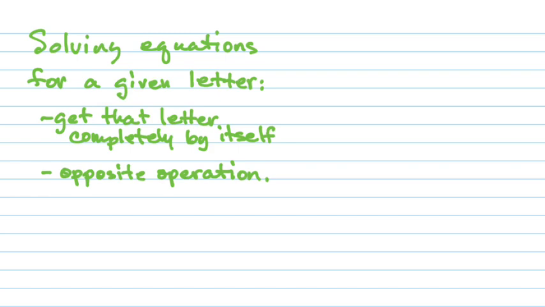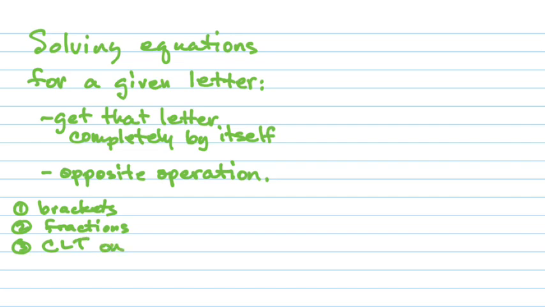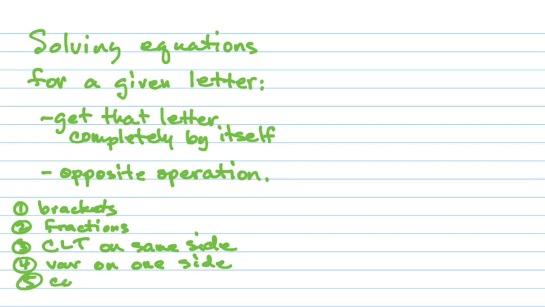So we can write those steps real quickly just so you remember. First it's brackets. Then it's clear the fractions or decimals. Then combine like terms that are on the same side. We've written this a lot, so you don't even have to write it if you don't want to. Variables on one side, constants on the other.